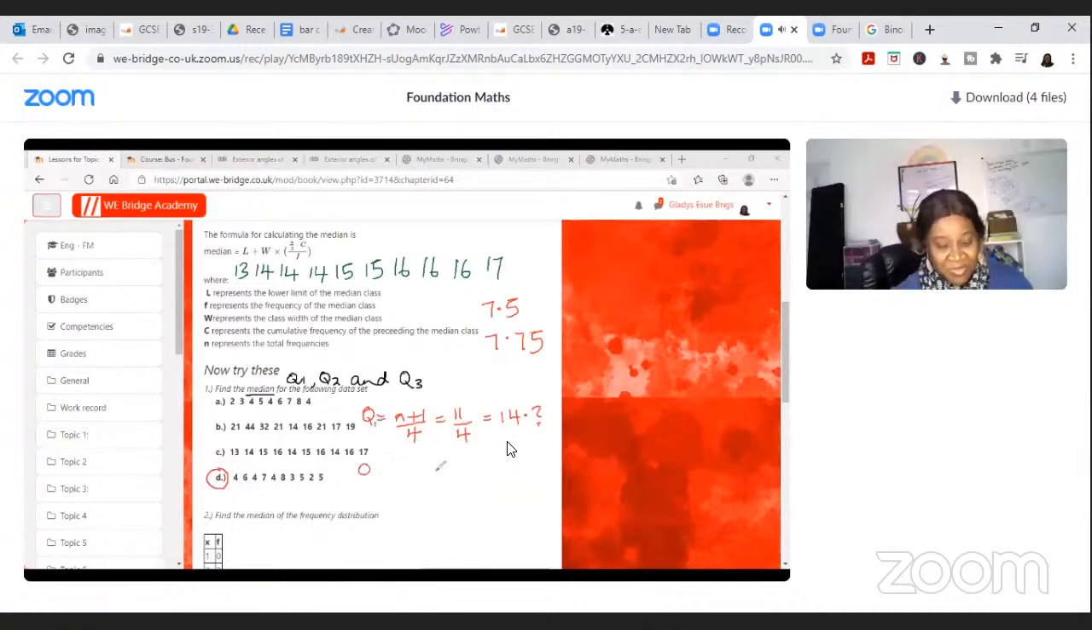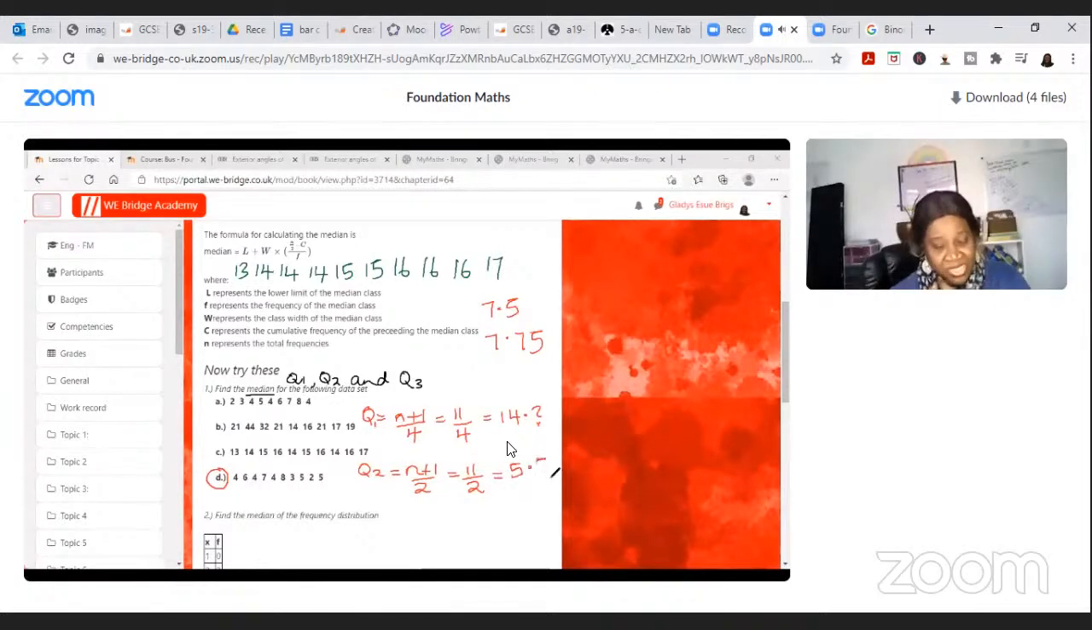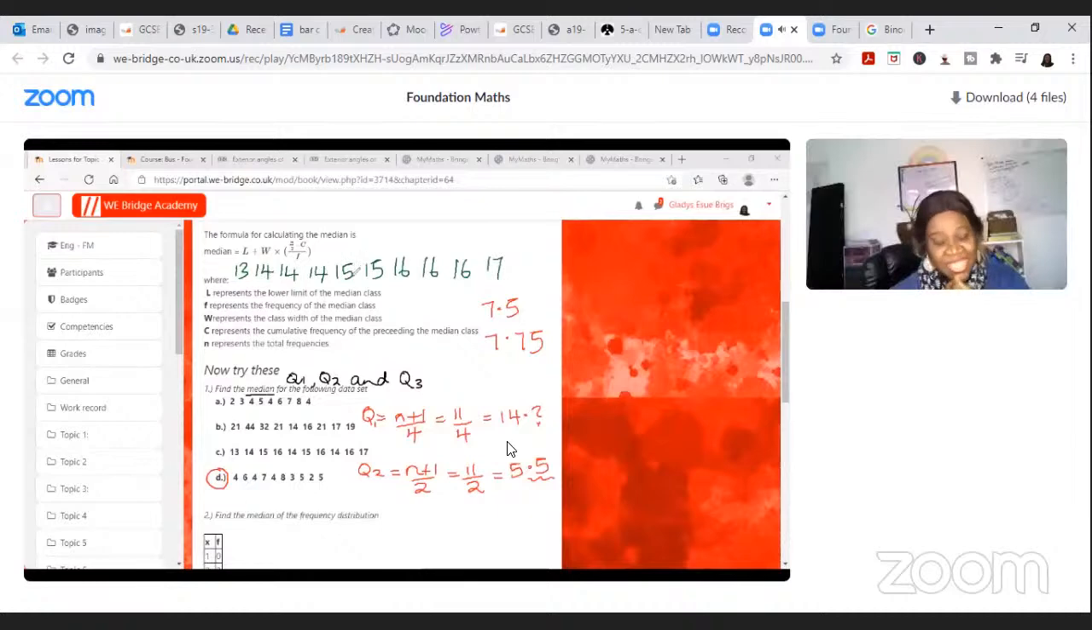Let's do Q2. Q2 is equal to (n plus 1) over 2, yeah? Which is 11 over 2. Yeah. 5.5. Okay, so this one is easy because it's 0.5. So it will be what? 1, 2, 3, 4, 5, 15 and 15, right? Yeah, it will be 15.